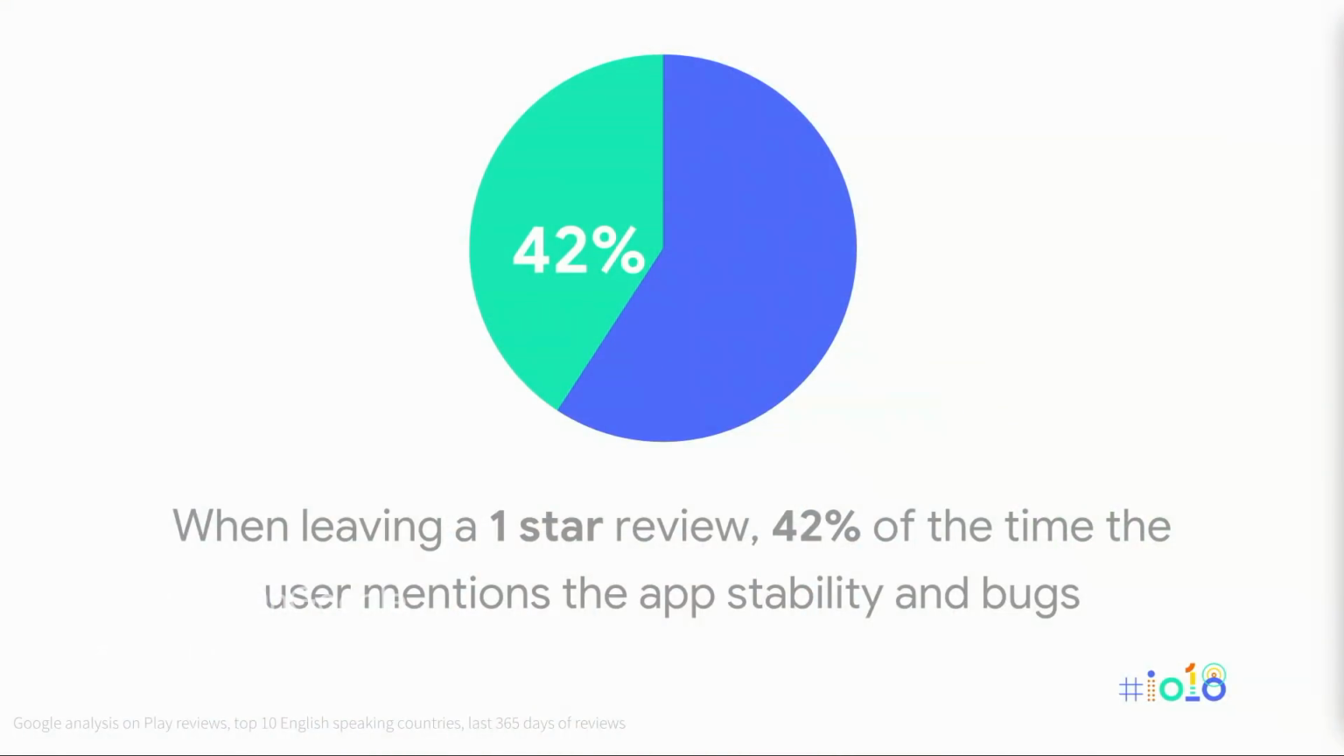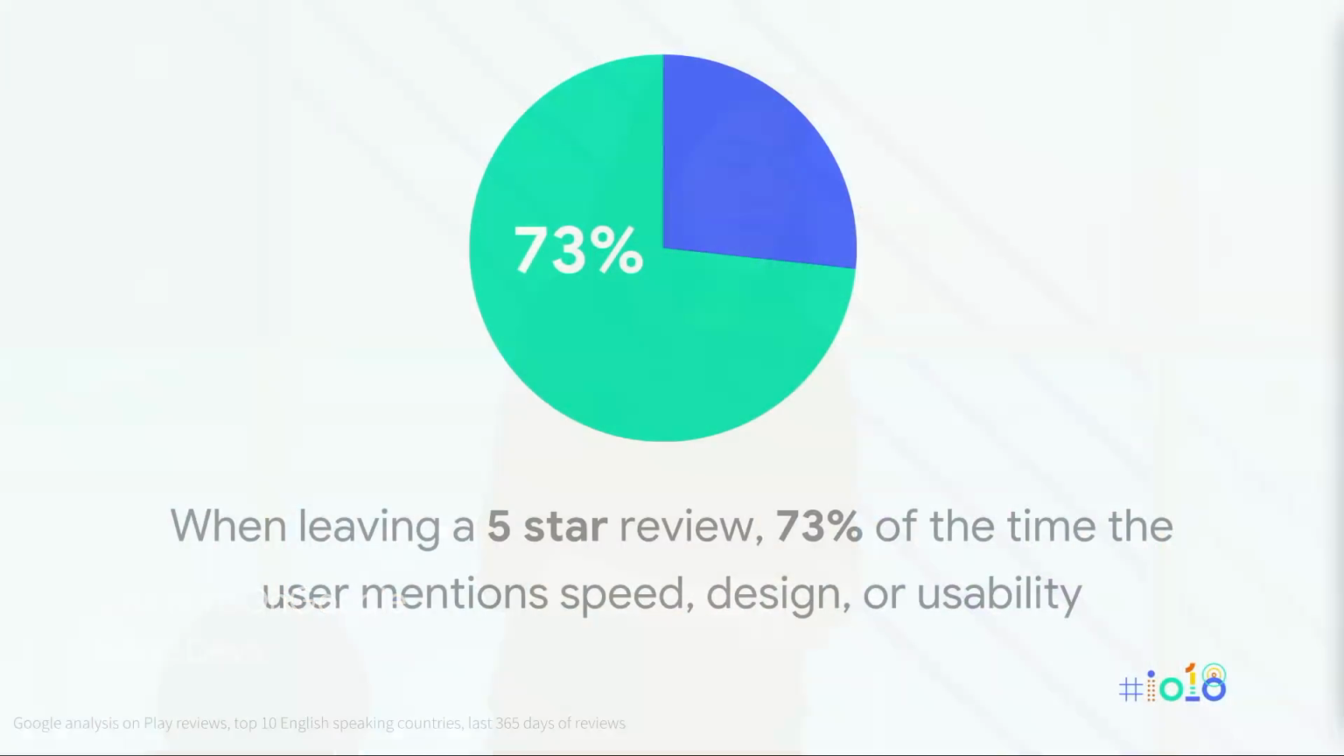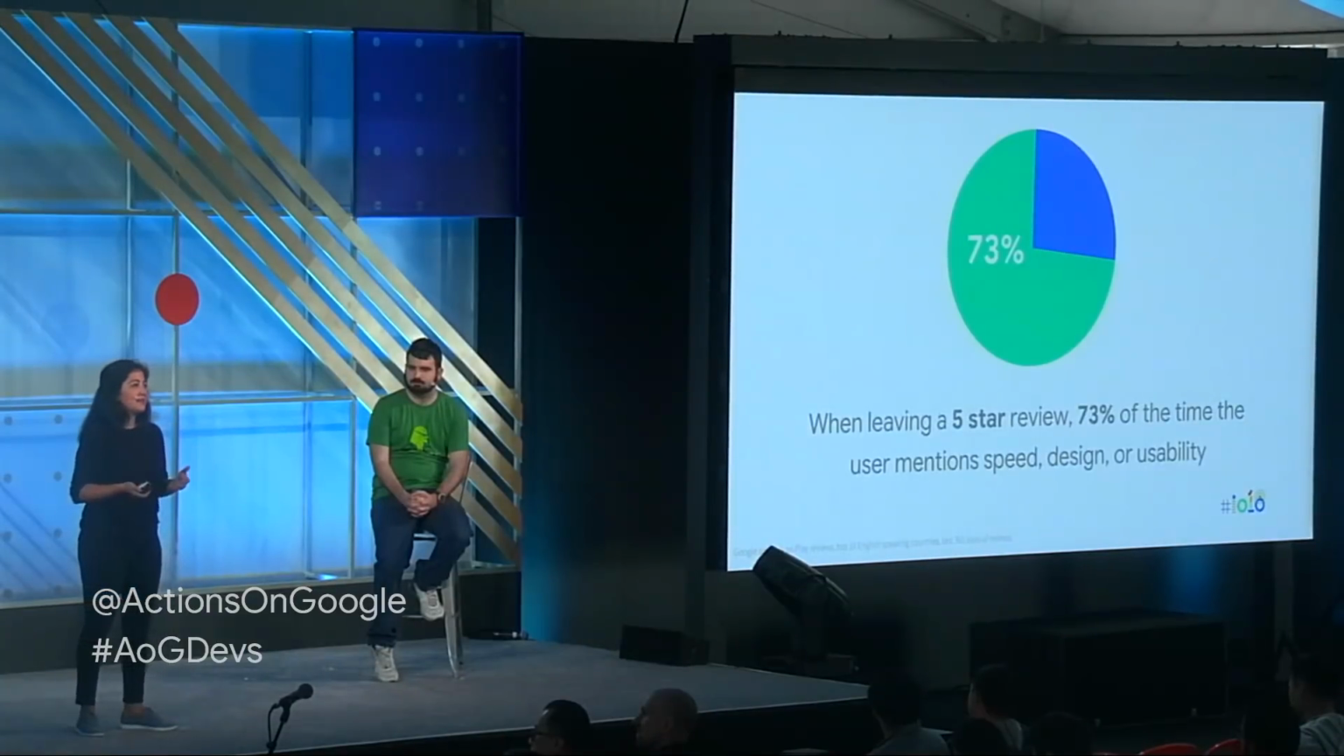By looking at Play reviews, we noticed 42% of the users mention app stability and bugs in their one-star review. And 62% of the users uninstall the app if they notice a crash, freeze, or an error. On the flip side, though, 73% of the users mention speed, design, and usability in their 5-star review. So this tells us users want 5-star apps.